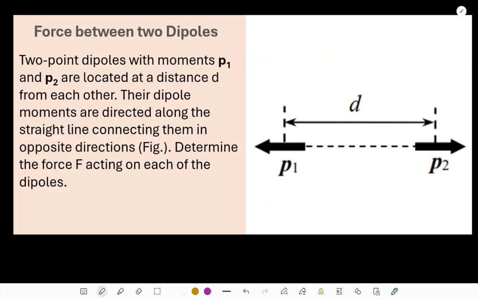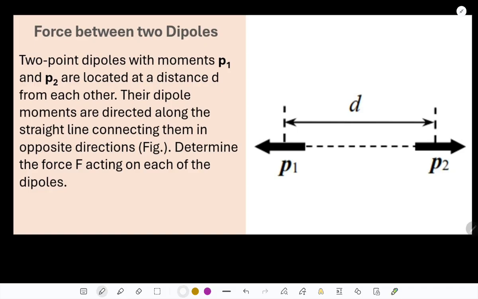And let's calculate something else, that is the force between two dipoles. As you can see on your screen, we have two point dipoles with dipole moments P1 and P2, and they are located at a distance d from each other, and their dipole moments are directed along the straight line connecting them in opposite directions. And we need to determine the force acting on each of the dipoles. And how can we find this?